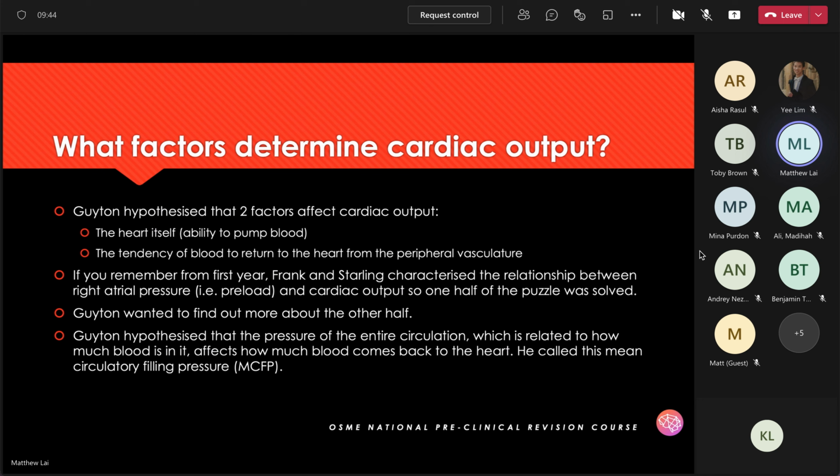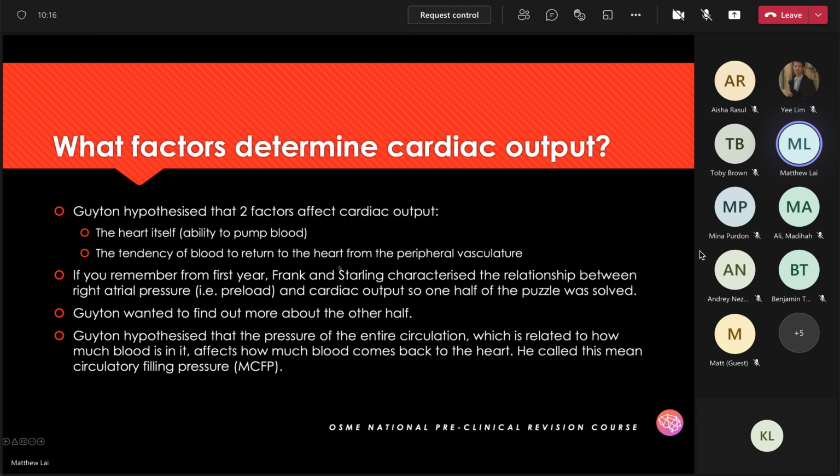So if you remember from first year, Frank and Starling had their cardiac function curve, and that described the relationship between right atrial pressure, i.e. how much fluid is in the heart, and how much blood the heart pumps. So one half of the puzzle was already solved. So knowing that we've already described the heart itself, Guyton wanted to focus on the tendency of blood to return back to the heart from the peripheral vasculature.